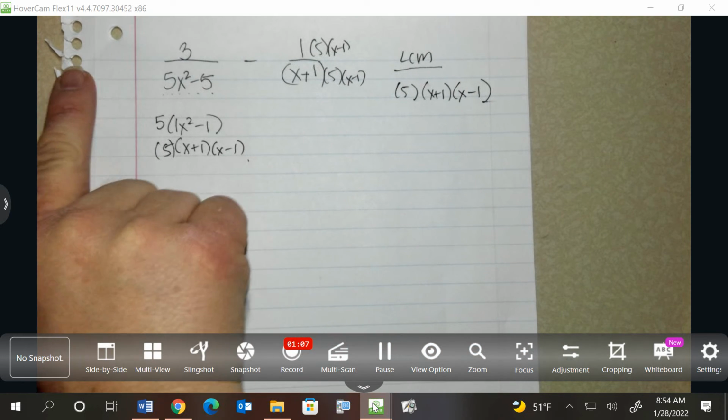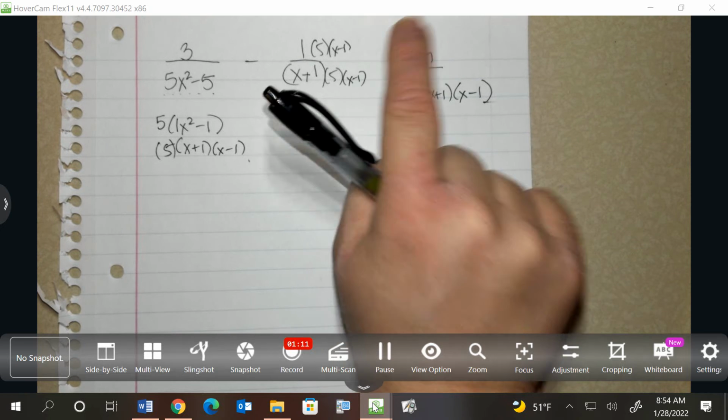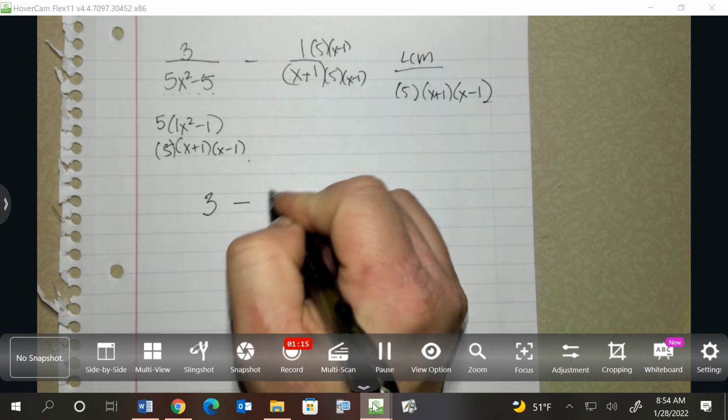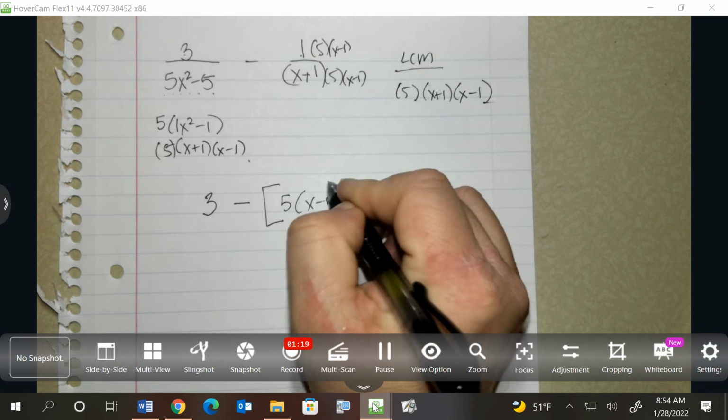Just as a little reminder, we don't cancel out the bottoms. I did see that walking around. That's only when you have an equal sign and you're solving for x. So on top, I have 3 all by itself. Then there's a subtraction sign. 1 times 5 is 5, and x minus 1.